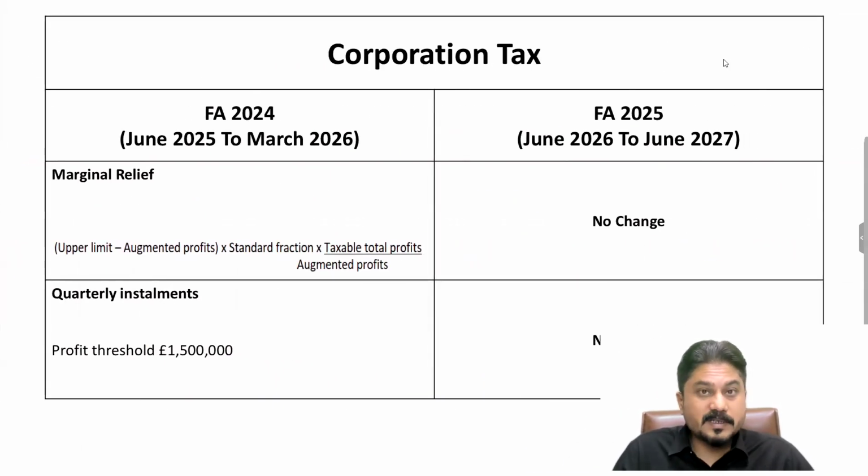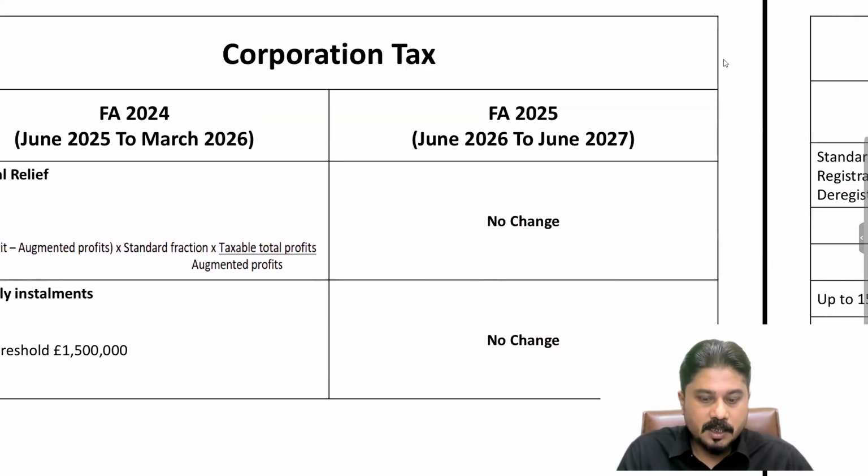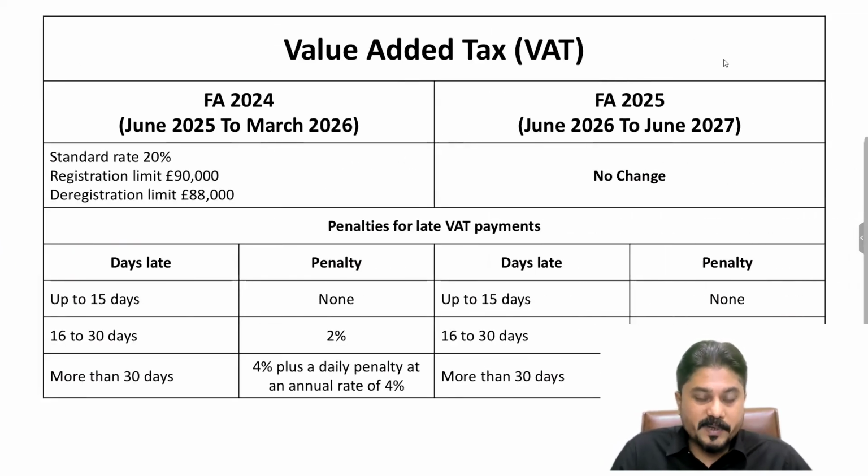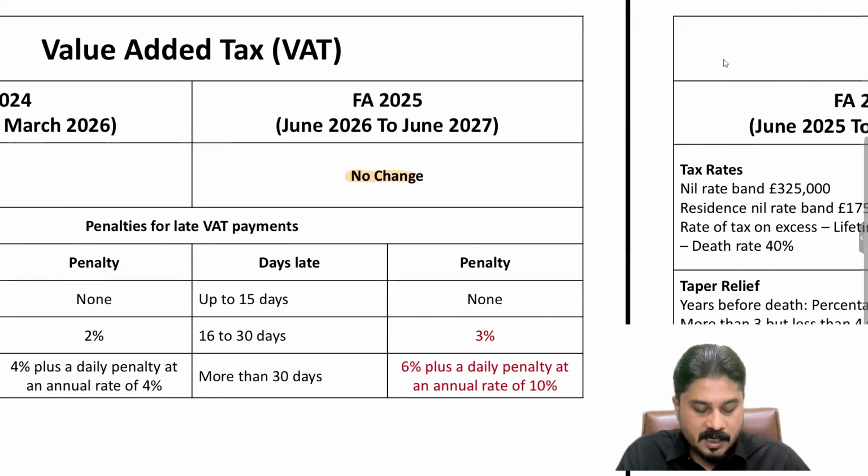For corporation tax purposes, there is a concept of marginal relief. There is no change. There is a concept of quarterly installment. There is no change. For value-added tax purposes, registration limit, deregistration limit, VAT standard percentage, there is no change in all these things. But if we talk about the penalties for VAT late payments, yes, there is a change.